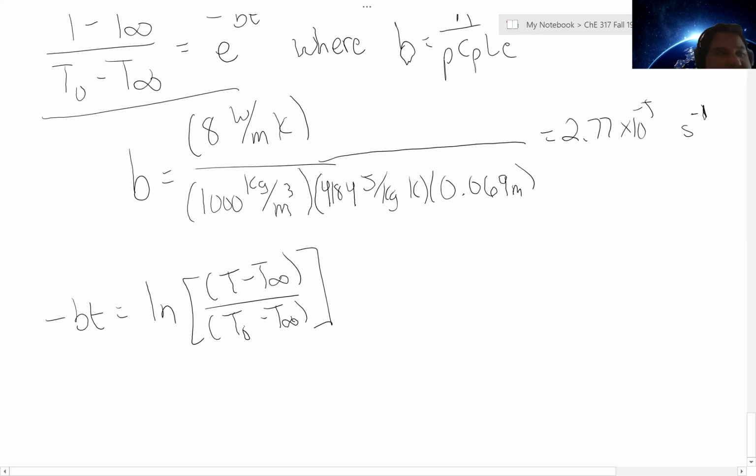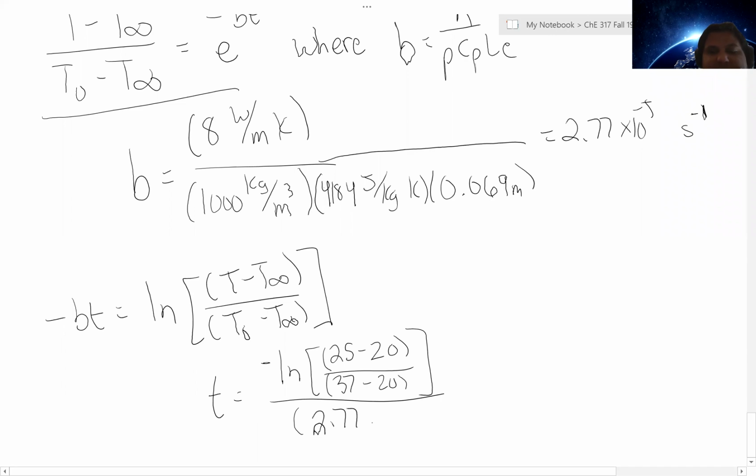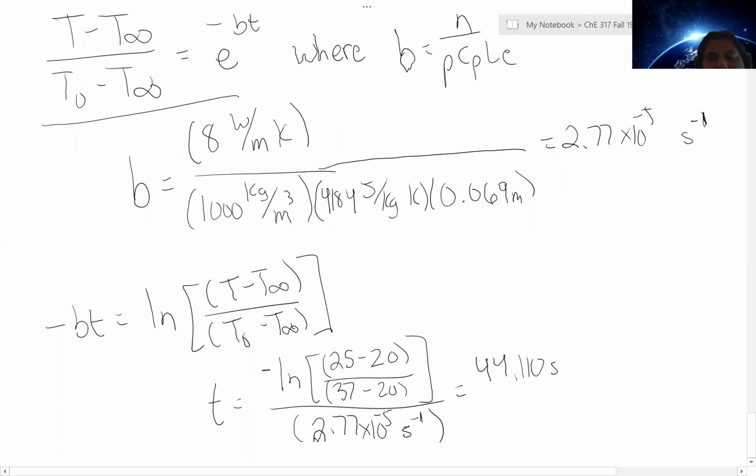And so what you're left with is t is equal to the negative natural log, just to distribute the negative over, of (T, which was found at 25 degrees C, minus 20) divided by (37 minus 20), divided by 2.77 times 10 to the minus fifth inverse seconds. This will give you your answer in seconds, which I get approximately 44,110 seconds, or 12.3 hours.